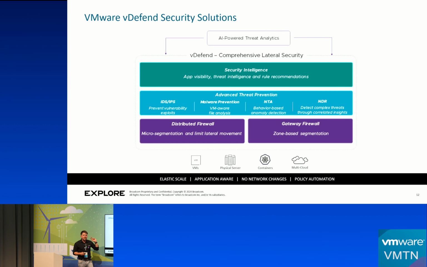On top of that, you have the advanced threat prevention services, which are IDS, IPS, both distributed for East-West and also for North-South. You have the malware prevention. I will show you this malware prevention in a live demo later on. You have the NTA, the sandbox feature, and all that comes together in the NDR solution, network detection and response. And on top of that, we have our security intelligence to get your microsegmentation rules automated, your unprotected flows. And that's all powered by AI threat analytics from the cloud.